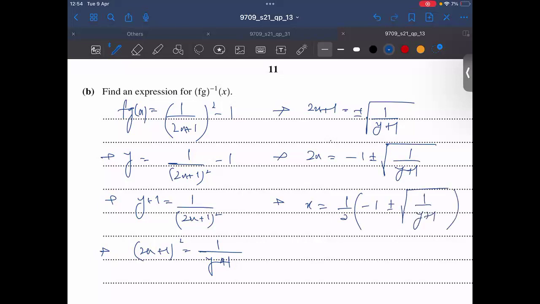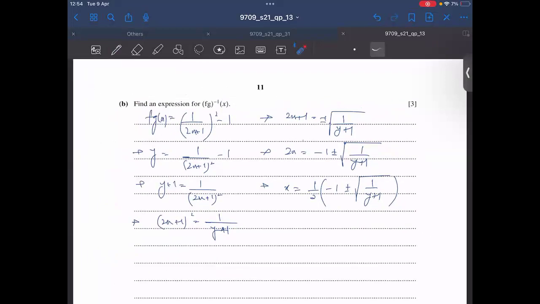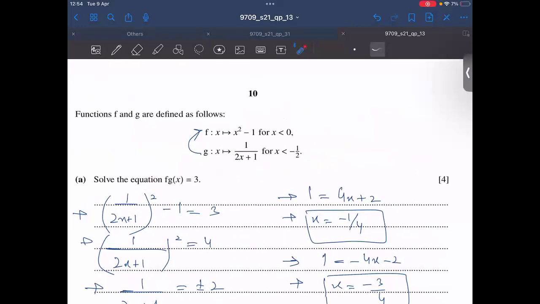Is it clear or not? Because right now it is a one-to-many relationship. We have both plus and minus. We need to choose one of them. Come on, what are we going to choose now? Now we need to see that for fg of x, Iman, can I say that g of x is the domain in f of x? Can I say that, Iman? Yes, sir. So if g of x is a domain in f of x, can I say that the values of g of x are going to be the domain in f of x? That's what it means.